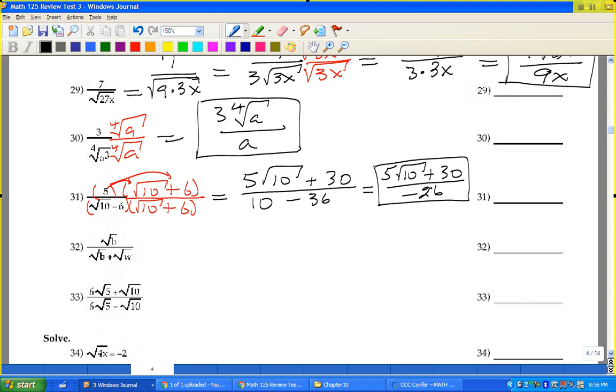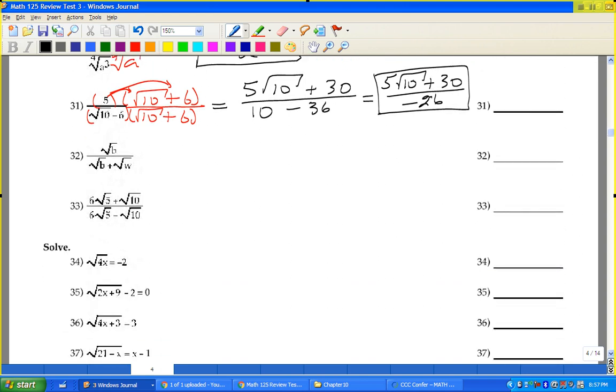Okay. Let me do problem number 32. And so again, I want to rationalize the denominator. So let me multiply and divide by the conjugate of the denominator. The conjugate of the denominator is rad b minus rad w. So rad b minus rad w. So this is equal to, let me multiply the rad b inside the parentheses. Rad b times rad b is b. Oops.